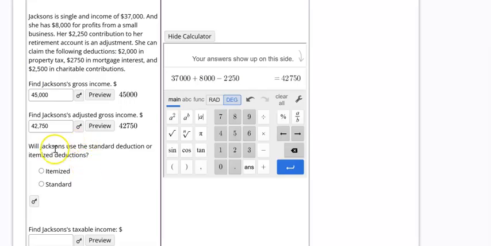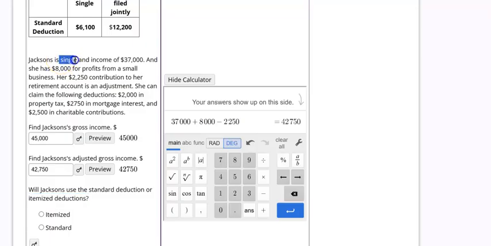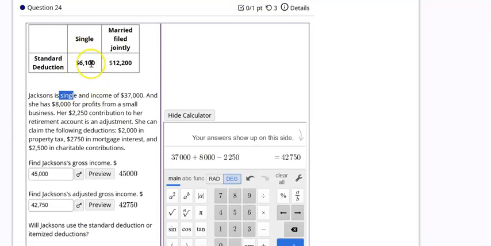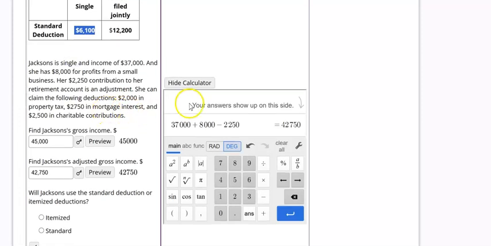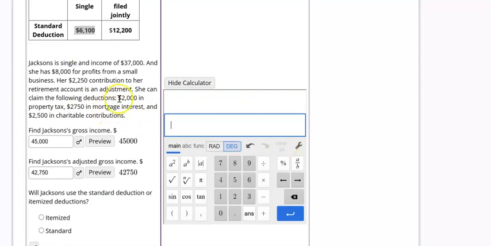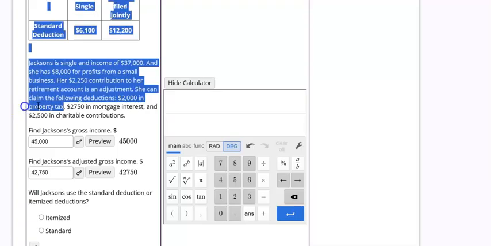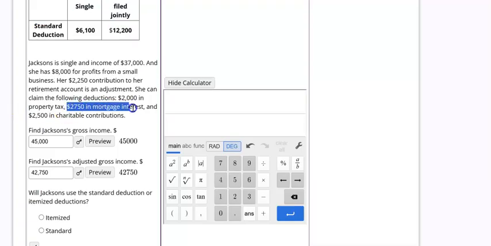Now, the next question asks you, will Jackson use the standard deduction or the itemized deduction? Remember that you can use only one deduction, either standard or itemized, whichever is higher. For Jackson, who is single, the standard deduction is $6,100. That's the standard deduction. But look at the itemized deduction. She can claim the following deductions: $2,000 in property taxes, $2,750 in mortgage interest, and $2,500 in charitable contributions.